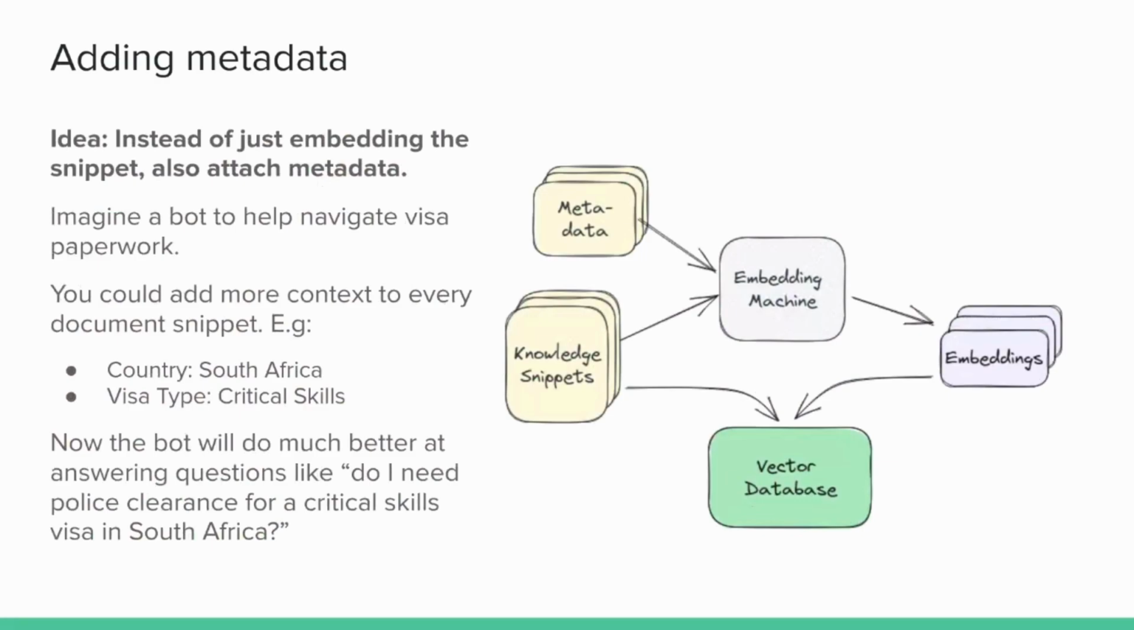And so what we can do is when we're indexing the document, we can take every snippet and attach some metadata. So we'll say, okay, for this document, we're going to add country: South Africa, visa type: critical skills. And then when you do the queries, it will be more likely to find the country or the visa type. And again, this is all text. Metadata isn't some special concept that you can structure. You literally just put this stuff at the top of the text in addition to the document snippet, and the embedding machine will just include that information.